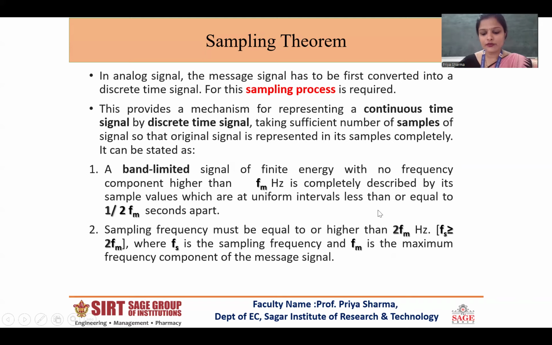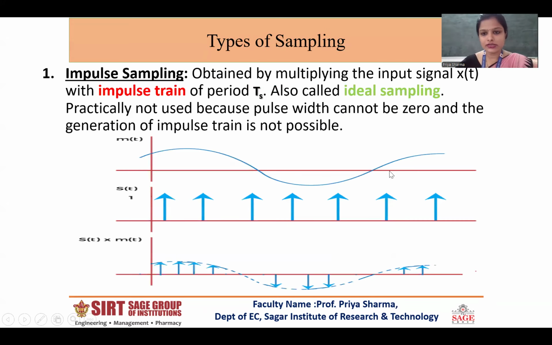So this is how we can obtain the discrete time signal from a continuous time signal. Now, sampling can be of 3 types. First, impulse sampling, then natural sampling, and third is flat top sampling. Coming to impulse sampling, which is also known as instantaneous sampling or ideal sampling. So, first coming to impulse sampling.